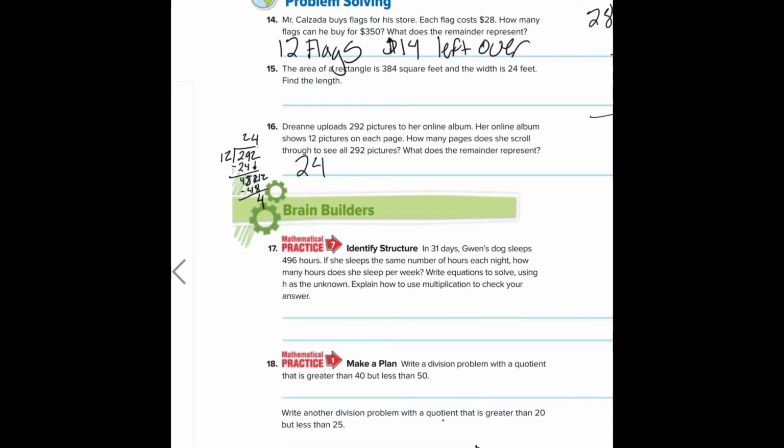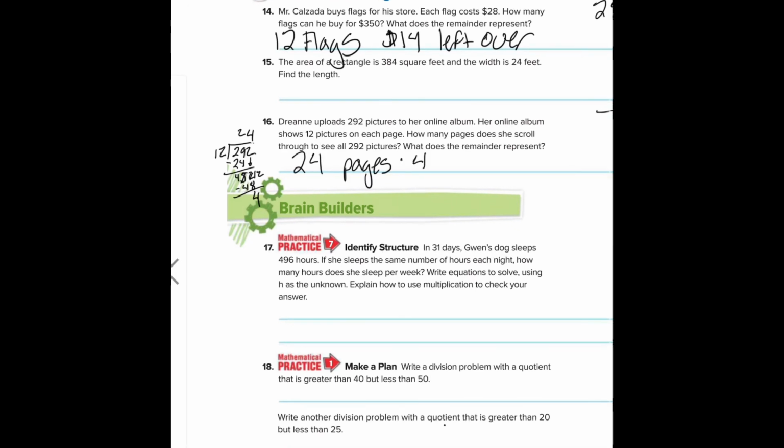Okay, so that means 24 pages. And the 4 means that there will be 4 pictures on the last page. So think about this. So that's 24 pages, but we have some extra pictures. So we really need 25 pages. And the 4 means there'll be 4 on the next last page. And that's why you need to up the number from 24 to 25, because you're going to need 25 pages. Confusing.